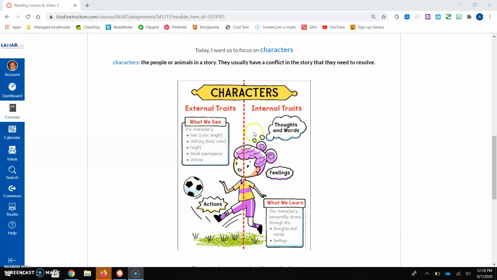The other part of characters is internal traits. Internal traits are what we learn from a character. We don't always get to see it, but we learn about that character through their personality, through their thoughts, and through their feelings. So always use this anchor chart if you ever forget what external, which is on the outside, and internal, which is on the inside. And if you can't remember, think of inside, internal.